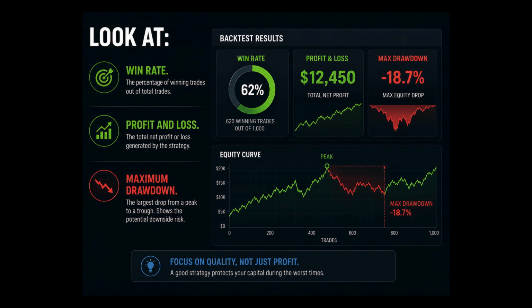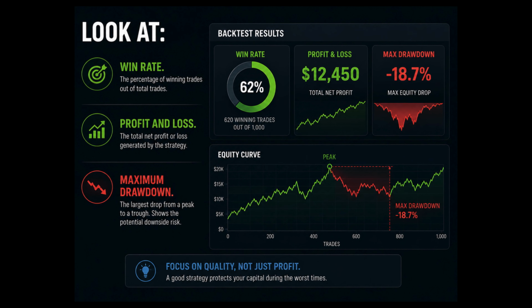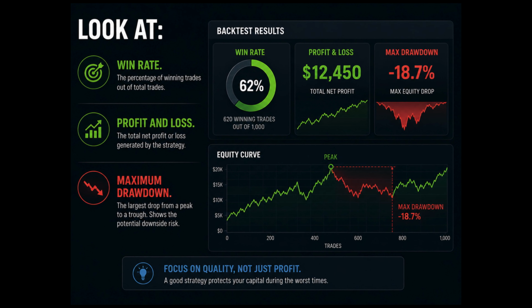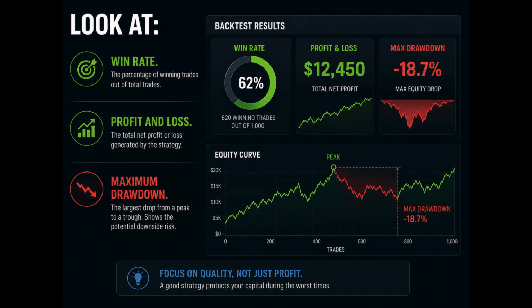Before using real money, backtest the strategy. Give the bot historical market data and see how the rules would have performed. Look at win rate, profit and loss, and especially maximum drawdown, how much the account could fall from a peak.